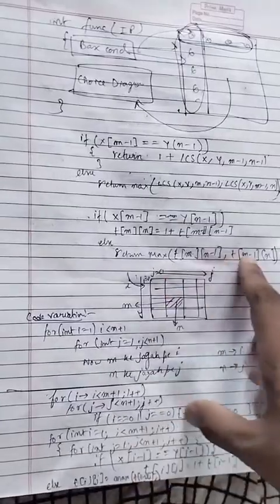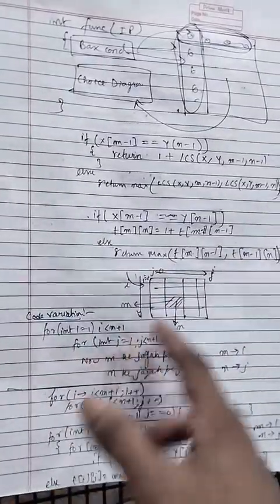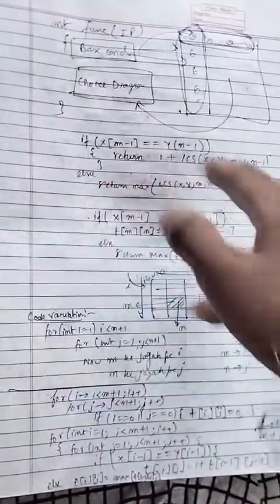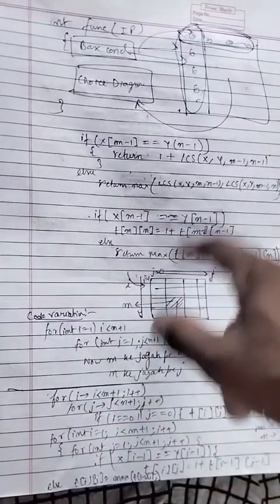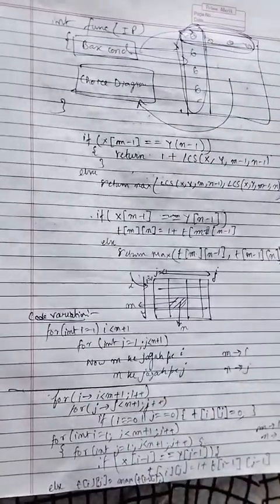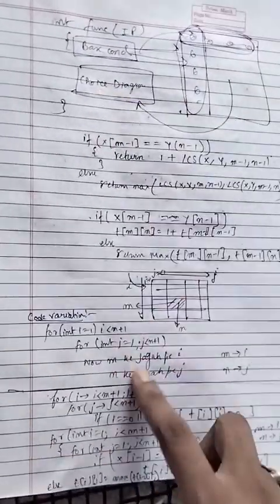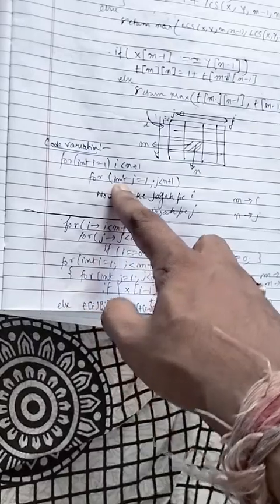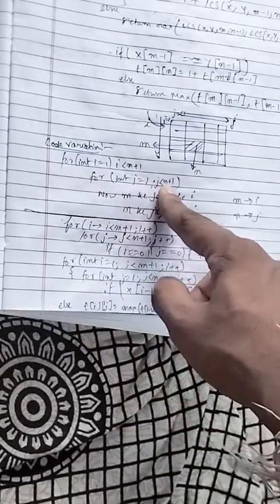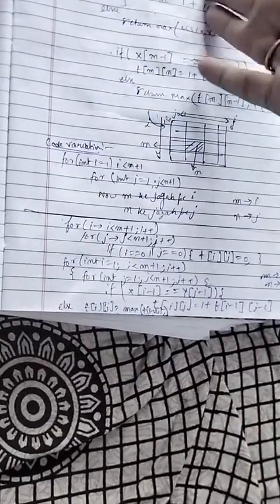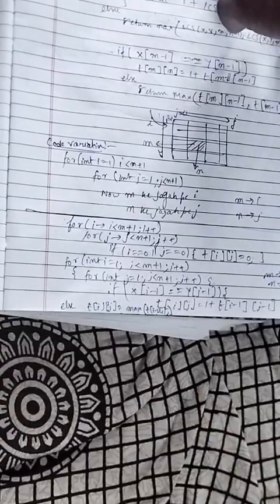In the code variation, we first write the base condition from 0 to m and 0 to n, and then t of m, n equals 0. These all blocks will be 0. That is the base condition, it's done. Now the code variation part, that is the choice diagram part, we will write this code. For i equal to 1, i less than m plus 1. For j equal to 1, j less than n plus 1. We start from 1 because 0 has already been done. So in this position we are starting it.